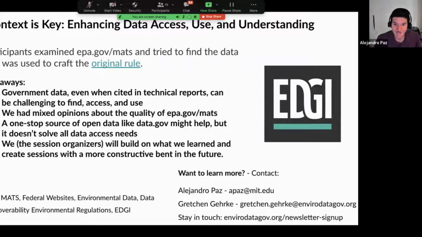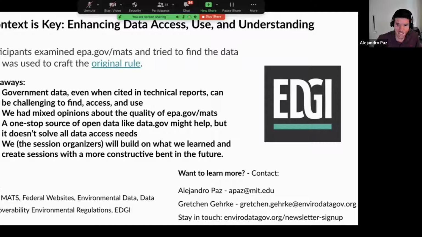Thanks. So in this session, we examined the EPA website for the Mercury and Air Toxic Standards Rule, and participants tried to find the data that was used to craft that rule. Our takeaways were that government data, even when it's cited in a government publication, can still sometimes be hard to find and use.